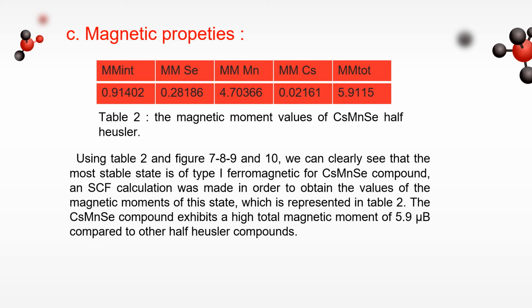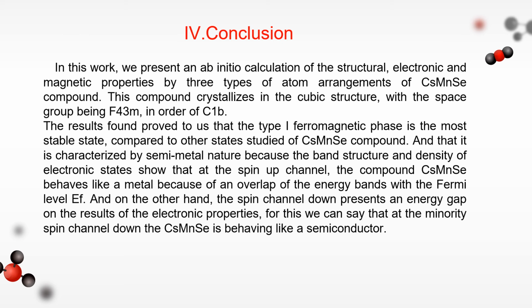C. Magnetic properties. Using table 2 and figures 7, 8, 9 and also 10, we can clearly see that the most stable state is type 1 ferromagnetic of the CSM and SE compound. A self-consistent field calculation was made in order to obtain the value of the magnetic moment of this state, which is represented in table 2. The CSM and SE compound exhibits a high total magnetic moment, 5.9, compared to the other half-Heusler compounds.